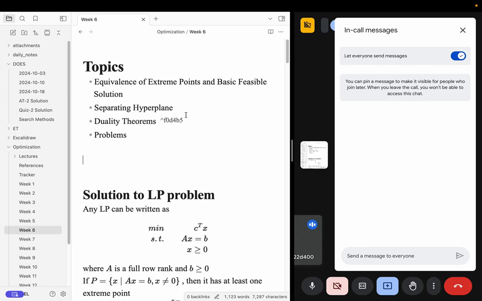The next one is the most important concept: the separating hyperplane theorem and the duality theorems. We said that we have a basic feasible solution, which are the solutions at these extreme points. Then we discussed the separating hyperplane theorem, from which we came to the conclusion that the same problem can be posed in a different way. One problem will be in terms of our decision variables, and the other will be in terms of the constraints that we have. That is the dual problem.